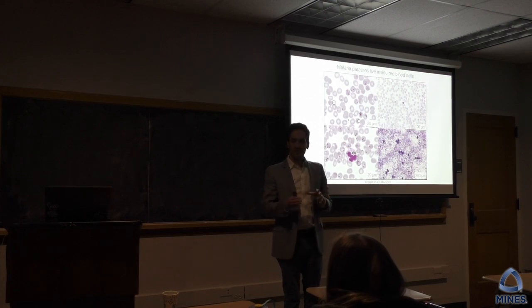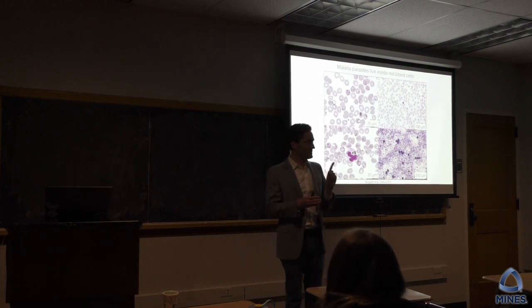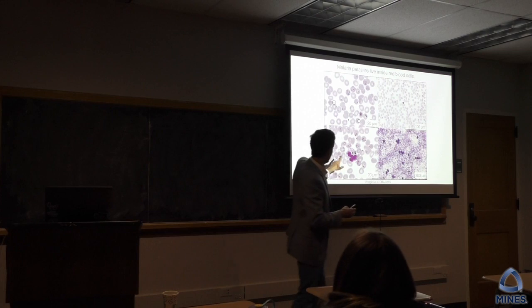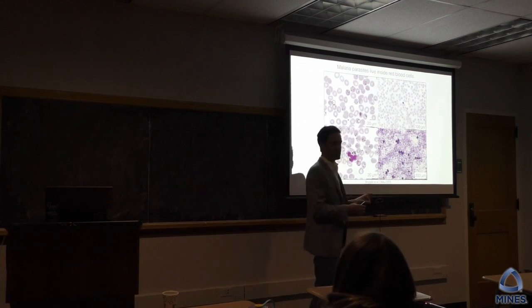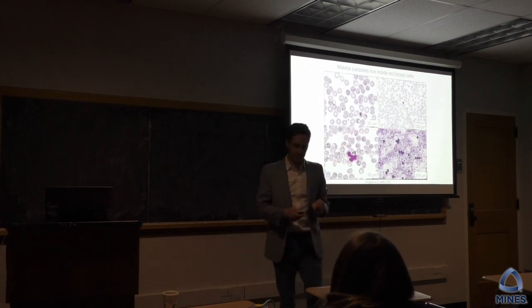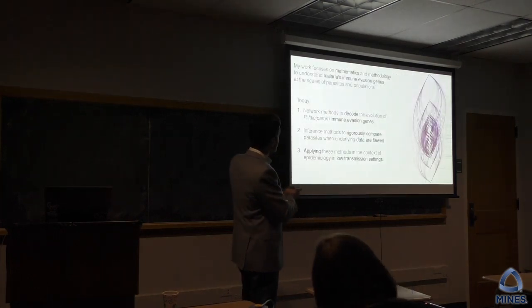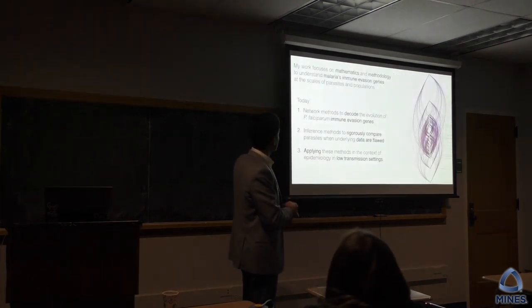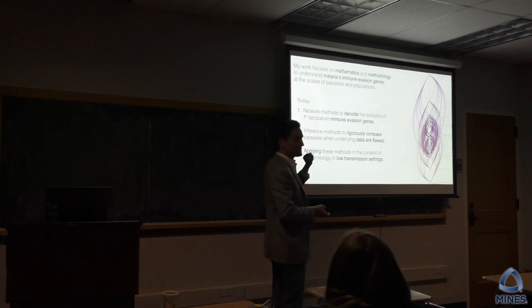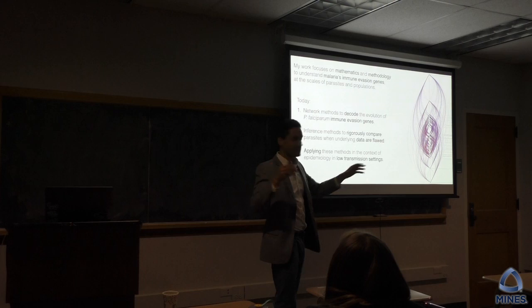So what we'll talk about today are various efforts to use the signals that we do have that the parasite expresses on the surface of the red blood cell to figure out what it's up to while it's hiding out. So in a nutshell, my work is mostly on mathematics and methodology to understand malaria's immune evasion genes at the scales of both individual parasites and at the scale of populations.